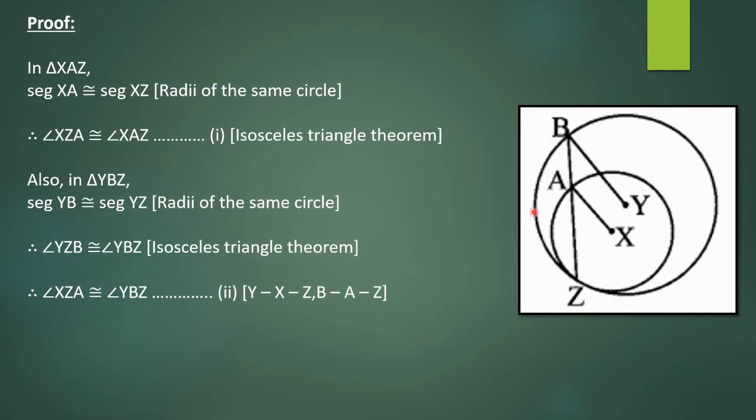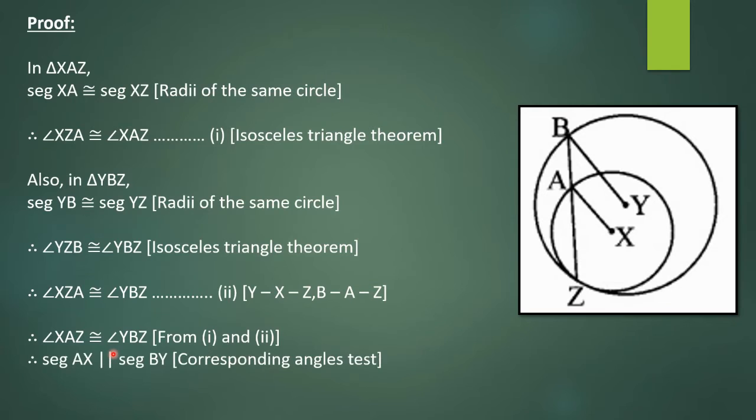Also, angle XZA will be congruent to angle YBZ. As you can see, YXZ. Therefore, angle XZA will be congruent to angle YBZ. So from equation 1 and from equation 2, we can say that angle XAZ will be congruent to angle YBZ. And by the corresponding angle test, we can say that segment AX will be parallel to segment BY.